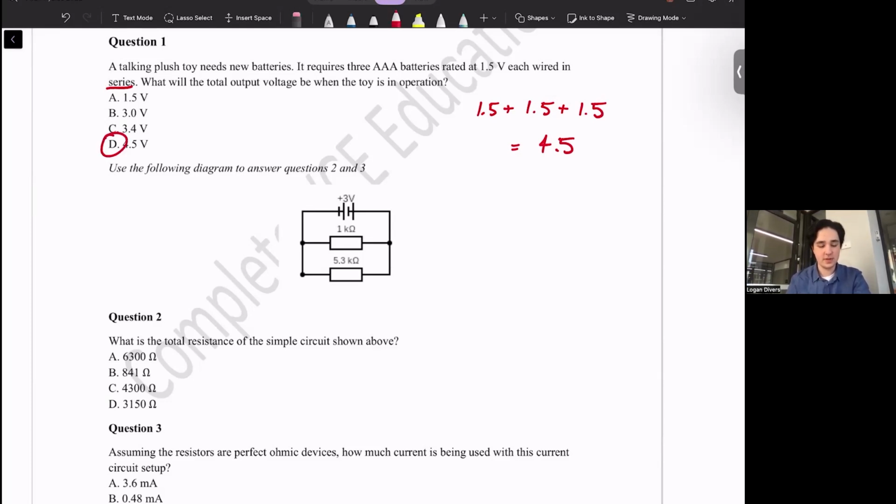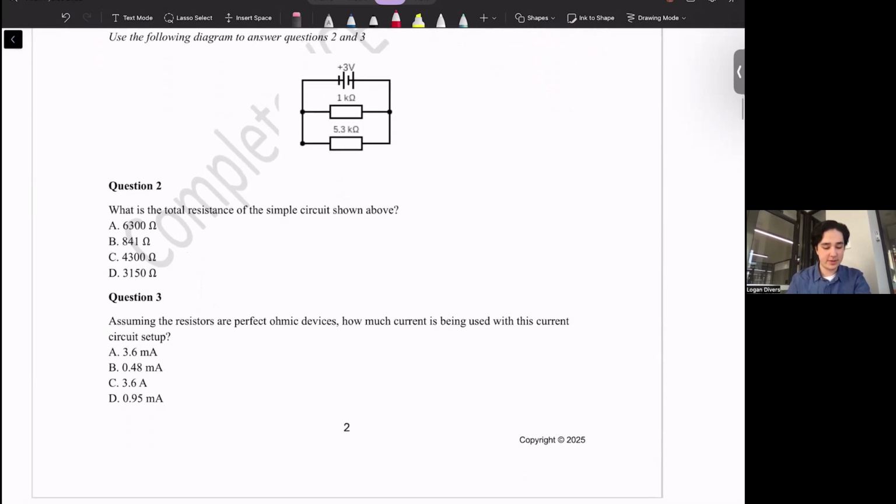So moving on to that parallel circuit that I just mentioned before, we'll have to use it now to answer questions 2 and 3. So we have a circuit here with a 3-volt battery. It's got 2 cells. Then we also have, wired in parallel, a 1 kilo ohm resistor and a 5.3 kilo ohm resistor. So, question 2, what is the total resistance of the simple circuit shown above?